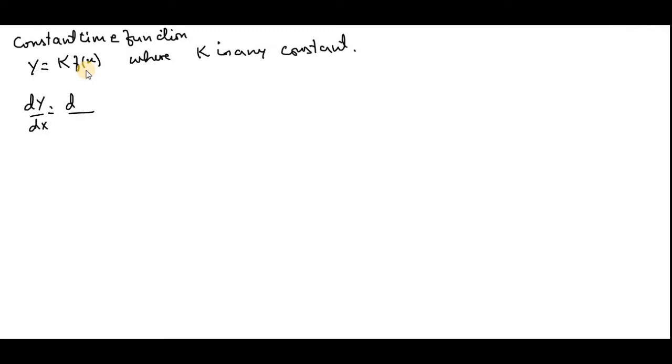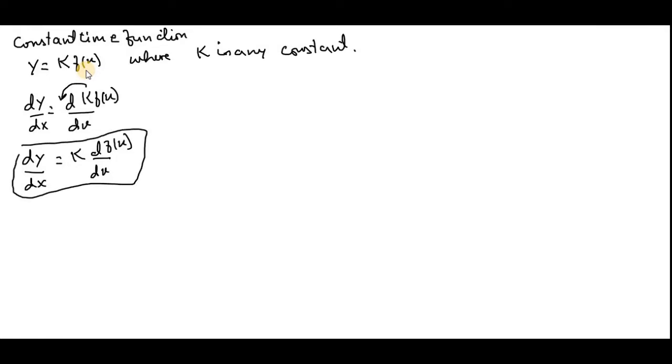So taking dy by dx on both sides, d by dx of k f of x. Now this k, which is the constant, will be taken outside, and then we'll apply the formulas. d by dx of f of x, which is the formula for constant times function.